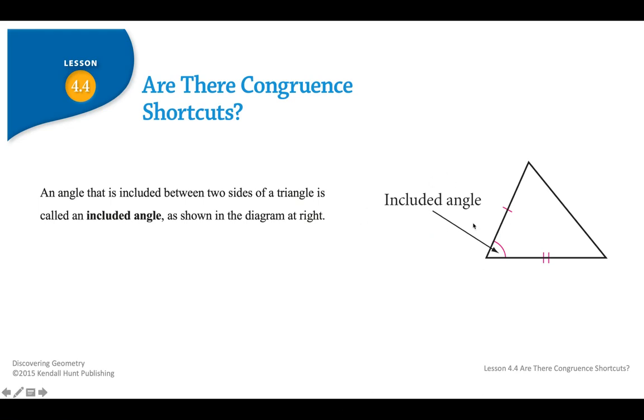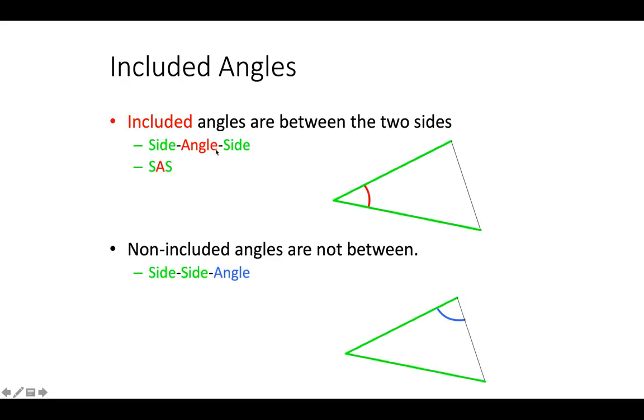Here we've got included angle, and this is just to point out what that means. So the included angle is the angle that is inside the two sides that we're talking about. So if I say this one's congruent and this one, to a separate triangle here, then this angle that is between these two is called the included angle. And that's important because we can talk about side, angle, side, and when it's written like this, the angle is included between the two sides.